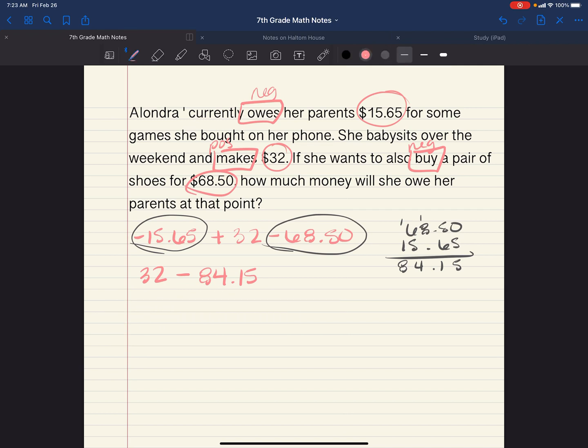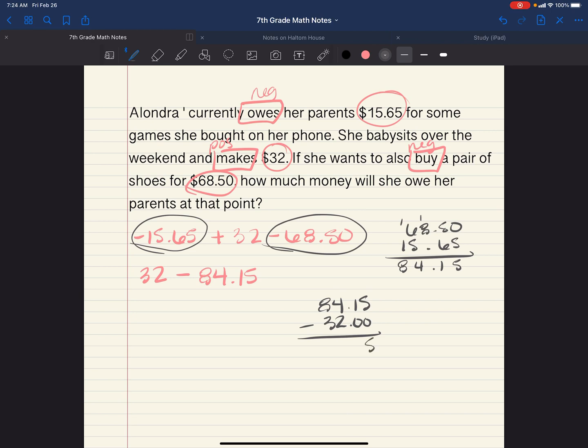All right, so now I'm going to find the difference between these two numbers, making sure my decimals are aligned, and then I know my answer is going to be negative. Why? Because this number is so far left of 0, there's no way just adding 32 is going to get me past 0 into the positives. So let's go ahead and subtract. 84.15 minus 32.00. My decimals are aligned. That was 32 whole dollars, so I need to make sure it is in the right place value.